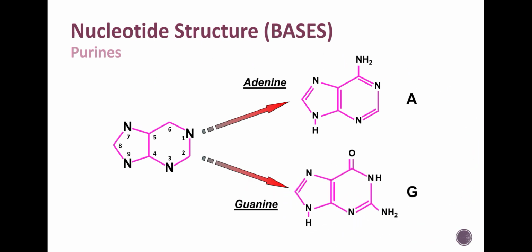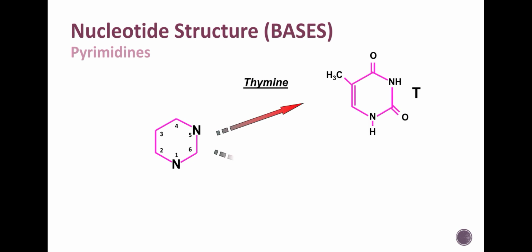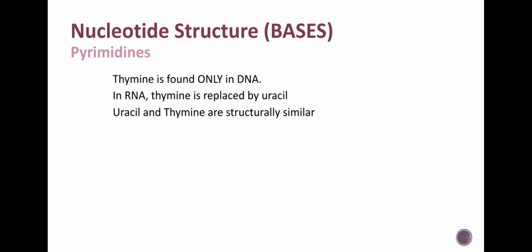The next three bases are derivatives of pyrimidine, a monocyclic base with a 6-membered ring. Thymine is a 5-methyl-2,4-dioxo derivative. Cytosine is a 4-amino-2-oxo derivative. Take note that thymine is only found in DNA. In RNA, thymine is replaced by uracil. Uracil and thymine are structurally similar.